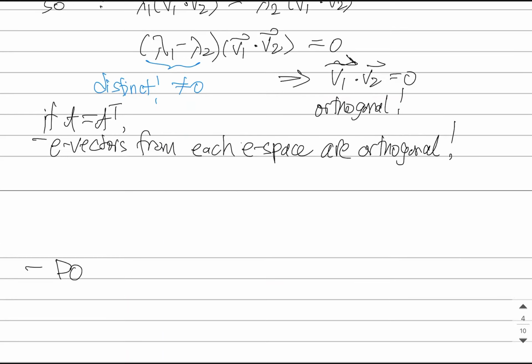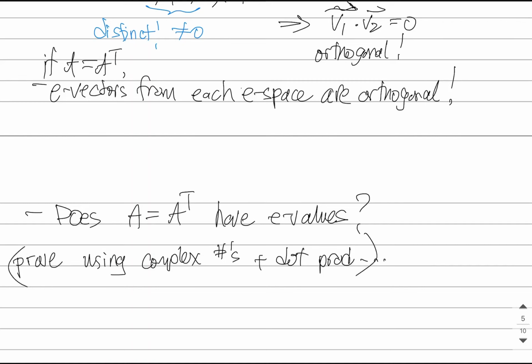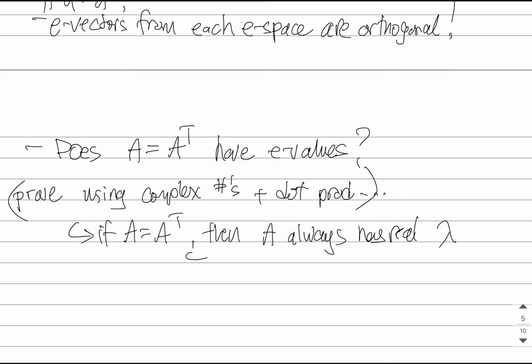And now that's important, right? Does a matrix that's symmetric have eigenvalues? Does it have one? Does it have more than one? I can prove another result. Now, I'm not going to go through this proof because it really needs a little bit more machinery with complex numbers and dot product, and we just haven't gone through that yet. But you can prove this using complex numbers and dot products. Basically the point of the story is that if your matrix is symmetric, then A always has real lambdas, and it will have n of them, counting multiplicities. So you could have a repeated lambda.